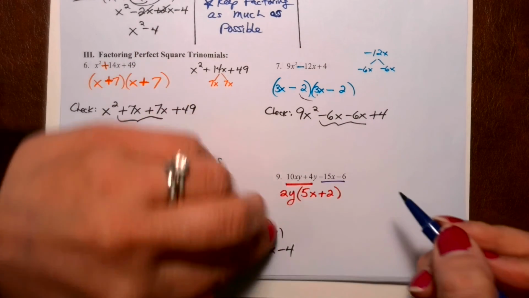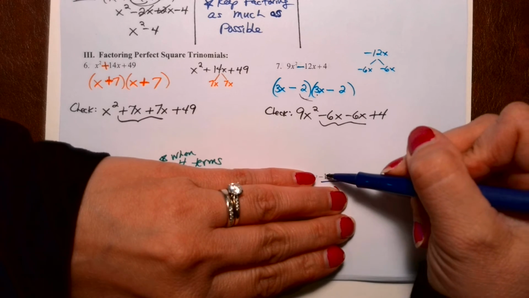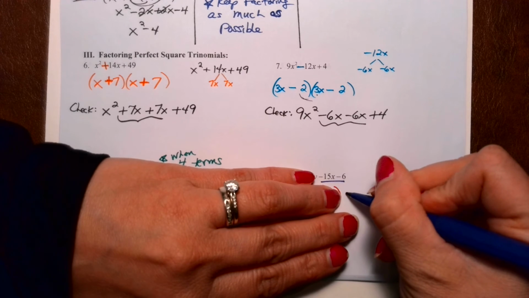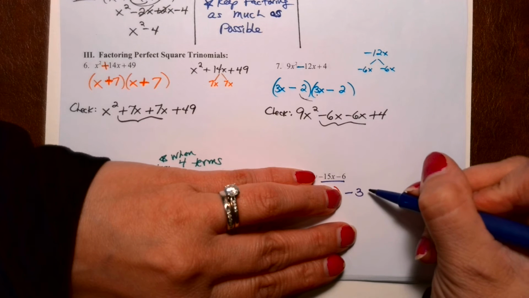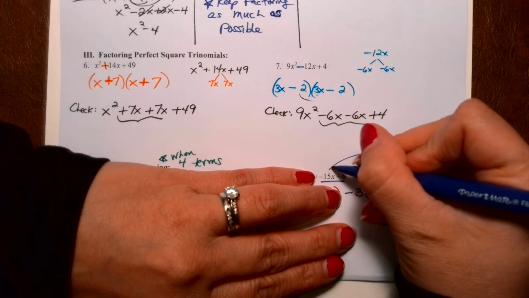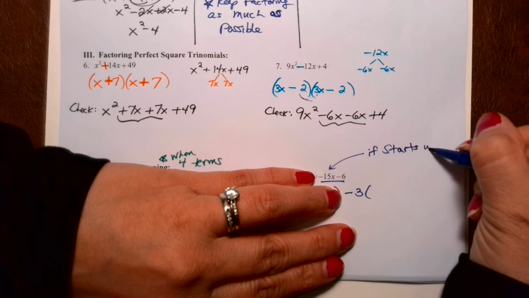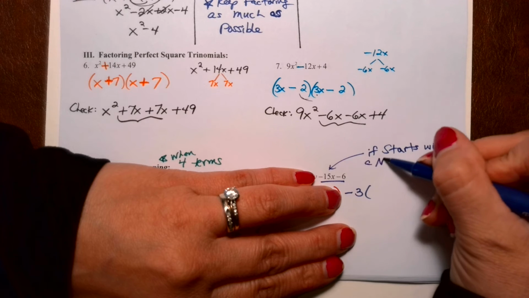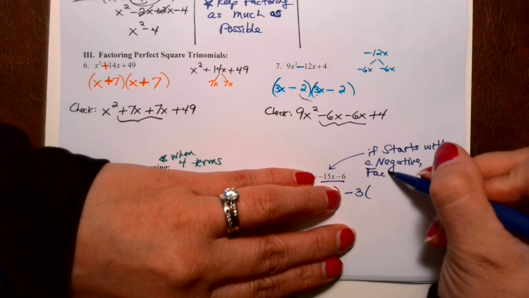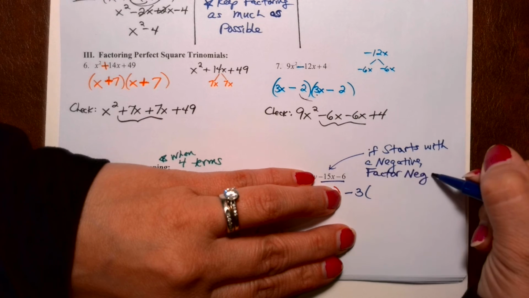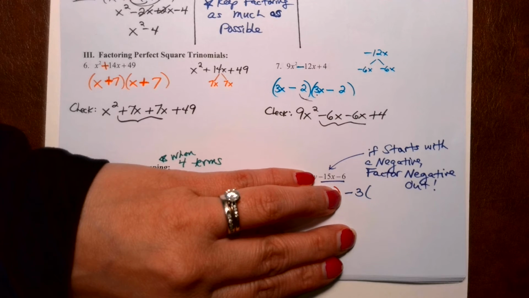Second 2 terms. I'm just going to cover this up. Don't even look at this. What can you take away from those 2? If it starts with a negative, we have to take out a negative. They both have a negative. And then let's take out a 3. So let's just put a little note here: if it starts with a negative, factor a negative out. If it doesn't start with a negative, don't worry about it.